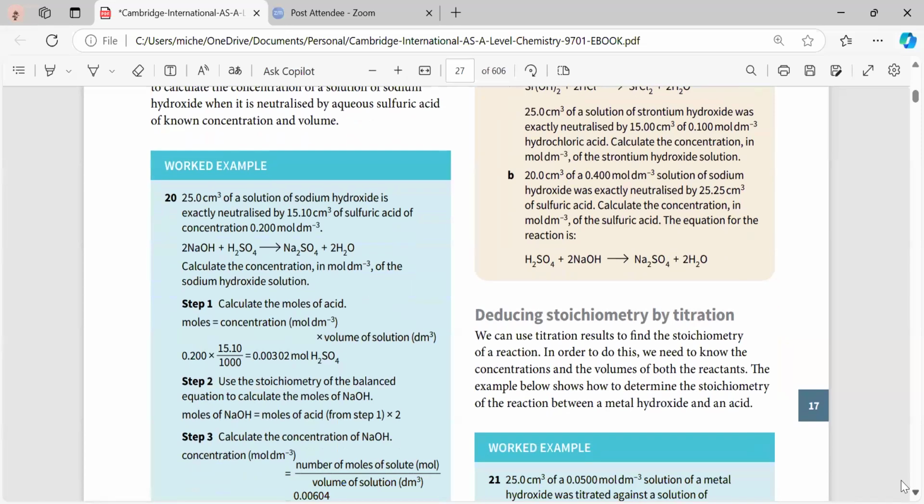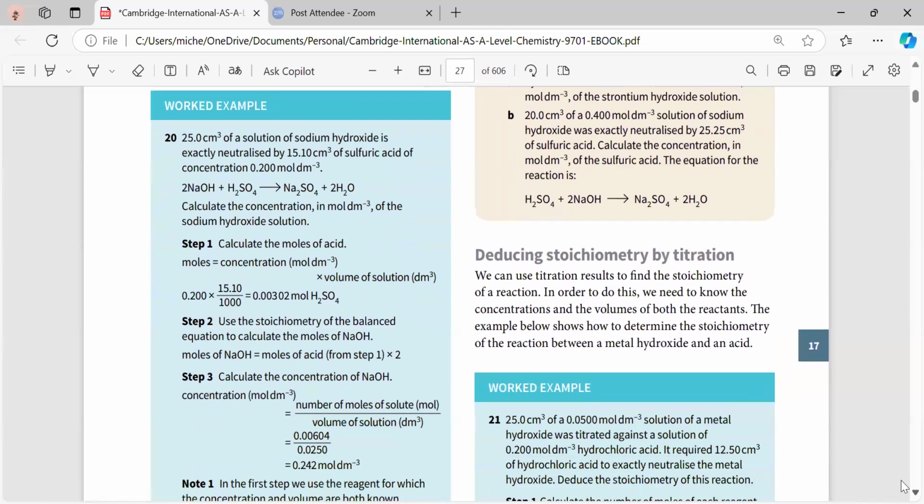Okay, so here's a worked example. We have 25 cm³ of a solution of sodium hydroxide that is exactly neutralized by 15.10 cm³ of sulfuric acid of concentration 0.200 mol dm⁻³. So this is the equation. Now we are trying to find the concentration of the sodium hydroxide solution.